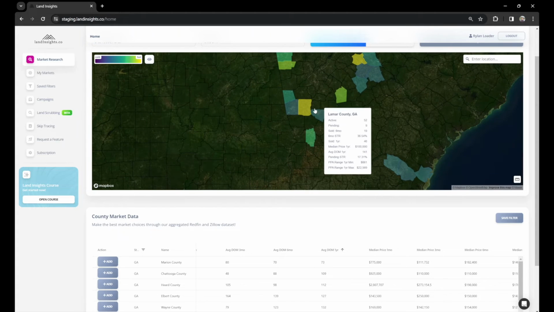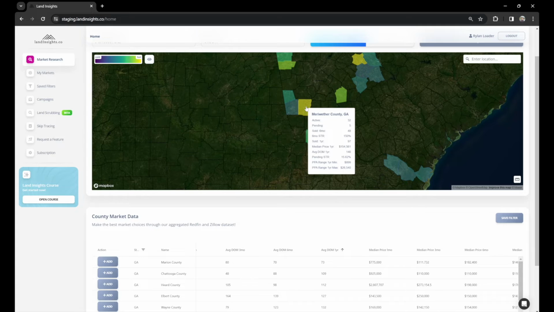Now let's look at the more yellow markets. So Merryweather has high 6-month sell-through rate. That's 150%.